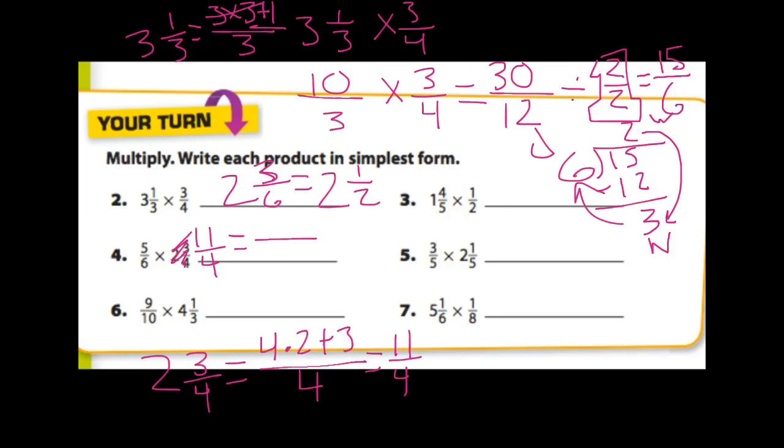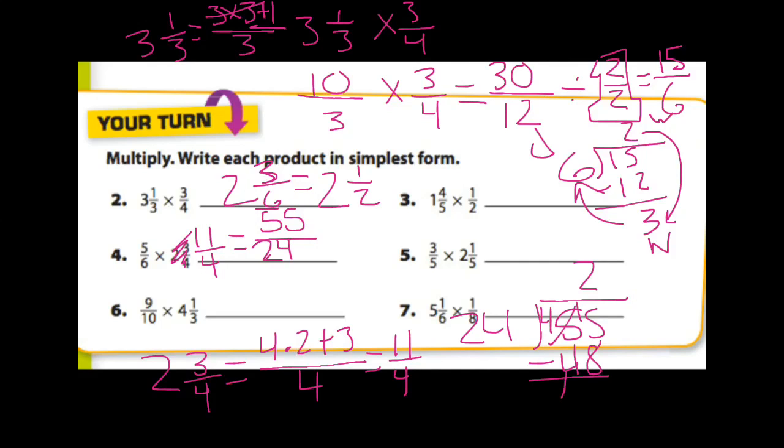5 times 11 is 55. And then 6 times 4 is 24. Now, I could change this back to a mixed number because it's an improper fraction. So 55 divided by 24. 24 goes into 55 2 times. 24 times 2 is 48.